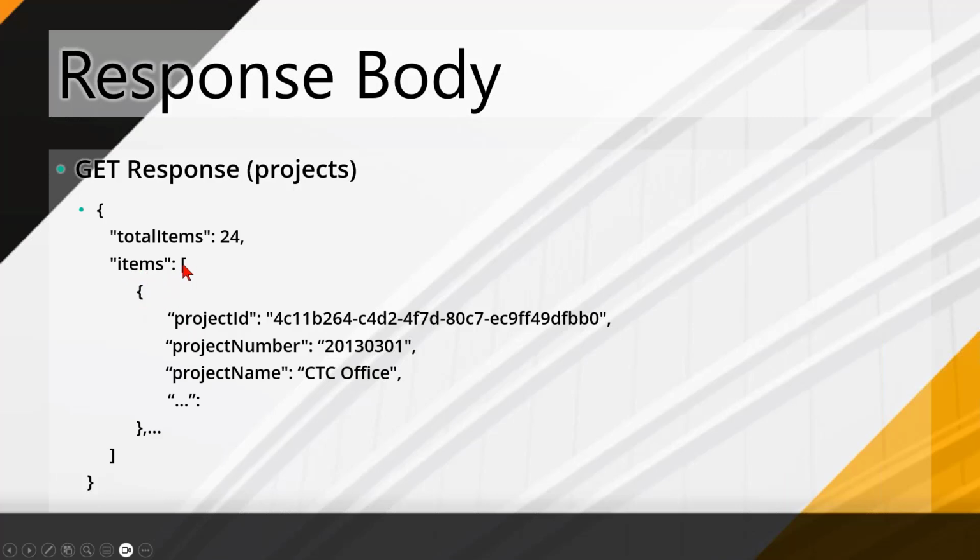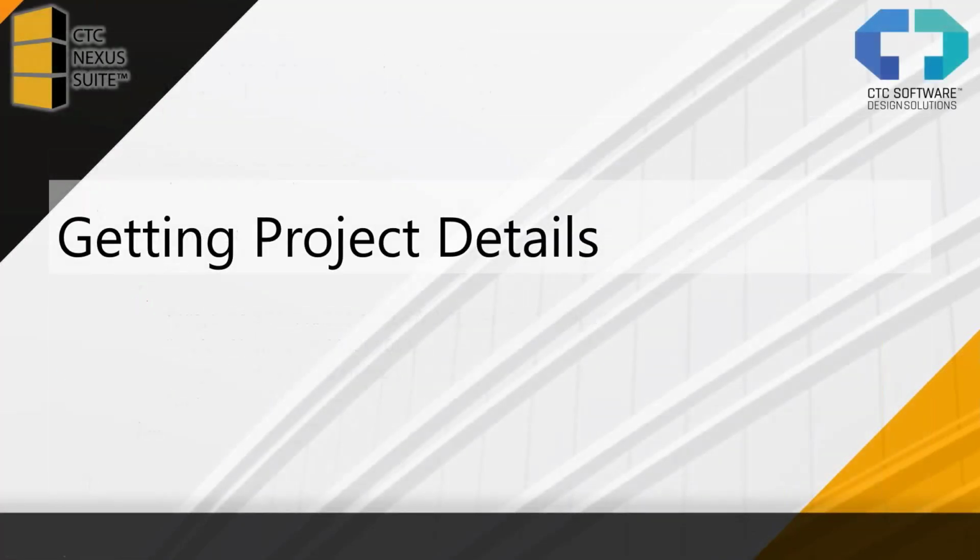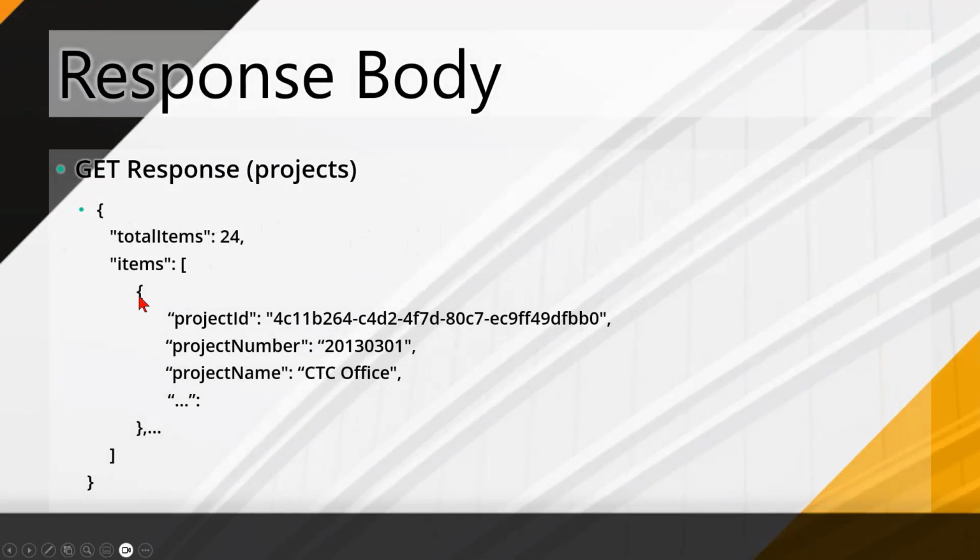Within the items themselves, there's this square bracket, which typically indicates a list of objects. And within that list of objects, you get another set of curly braces, which is a set of properties inside, like project ID, project number, project name, and they're going to all have their respective values. It closes off the curly brace and goes on to the next project, giving you the next collection of data if you've asked for more than one. So that's kind of how a response body works.